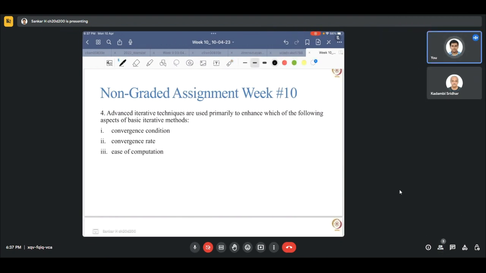Question number 4. Advanced iterative techniques are primarily used to enhance which of the following aspects of basic iterative methods? Basically, only the convergence first two. In all the advanced iterative techniques such as ADI or in the multi-grid method or the strongly implicit procedure, we see that it converges faster, and it has a relatively easier convergence condition, and we try to converge it faster. Therefore, the first two statements make sense, but it is extremely computationally intensive, and therefore only the first two is correct.